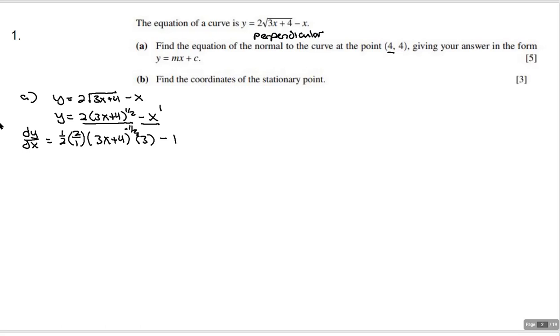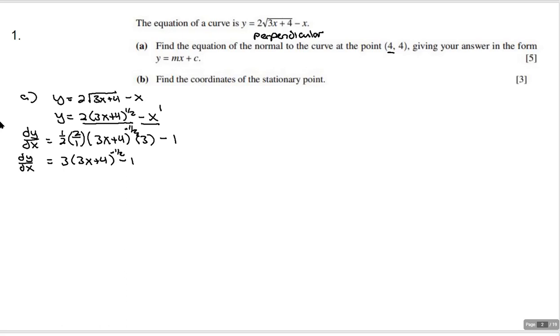Now when I multiply all this together, 2 times 1/2 is going to be 1, and then 1 times 3. So now I've got 3 times (3x plus 4) to the negative 1/2, minus 1. We could go ahead and fix this so it doesn't have a negative exponent, but as far as answering the question in part A, this is perfectly fine because our calculator can deal with negative powers.